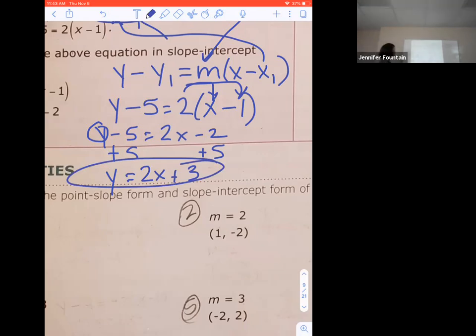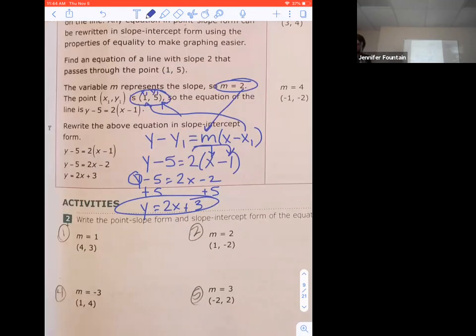So what is my slope? 2. What is my y-intercept? 0, 3. Okay, so we used the slope that we knew and a given point to plug into point slope form. Then I was able to convert from point slope to slope intercept form.